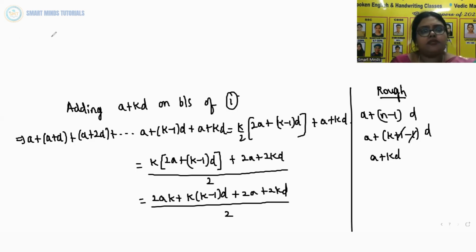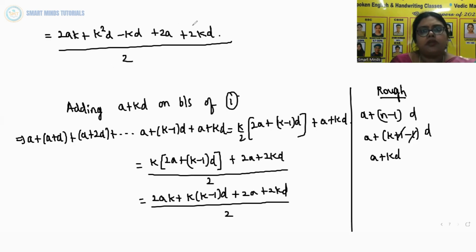So now we need to simplify further. 2ak plus, now this is kd. kd into k is k²d, minus kd into 1 is kd, plus 2a plus 2kd, by 2. Now 2kd minus kd is kd. So [2ak + k²d + 2a + kd] by 2.